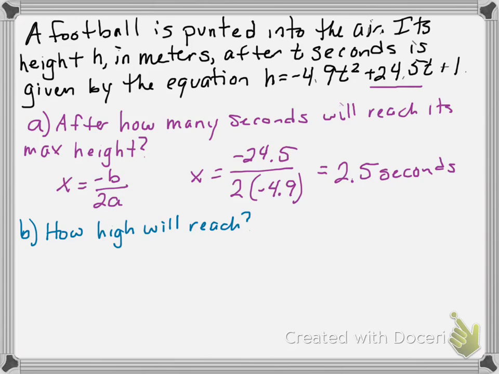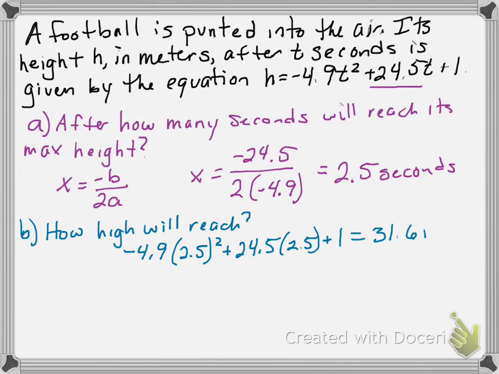So we're going to take our 2.5 and we're going to put it into the equation for t, and we're going to find h. So we're going to do negative 4.9 times 2.5 squared plus 24.5 times 2.5 plus 1. And when we do all that, we put it in the calculator, make sure you do order of operations, so you do the powers, then you multiply, and then do your adding. You should get approximately 31.6, and that would be in meters. And that's how high it's going to go at the 2.5 seconds.